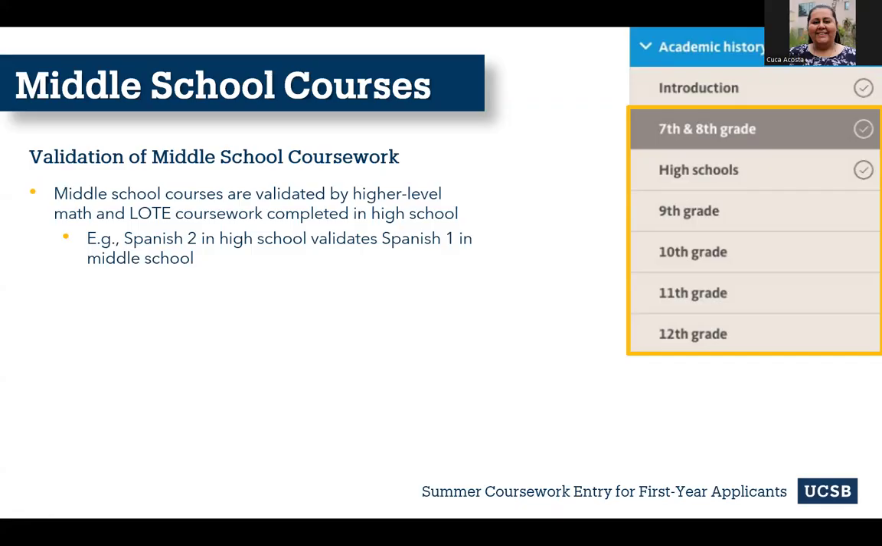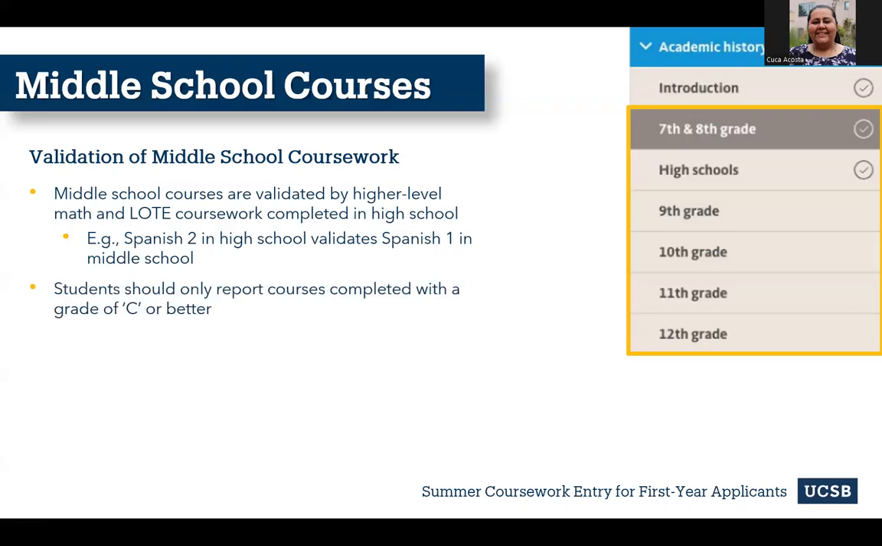So for an example, if the student completed Spanish 2 in high school and they are going to submit their transcript after they receive UC admission, we'll see Spanish 2 in ninth grade. Well, the high school has given credit to that student, saying that they're good to go. But we'll also ask students to report if they completed that Spanish 1 course in the UC application. Because again, completion of Spanish 2 with a C or higher would validate that Spanish 1 that they completed in middle school, which is why we don't need those transcripts or those grades.